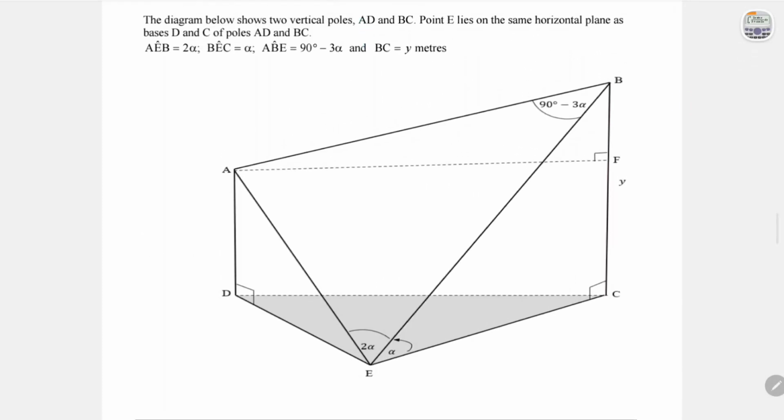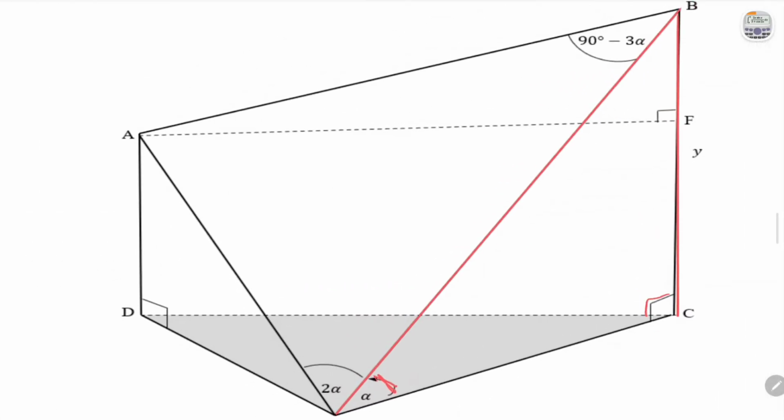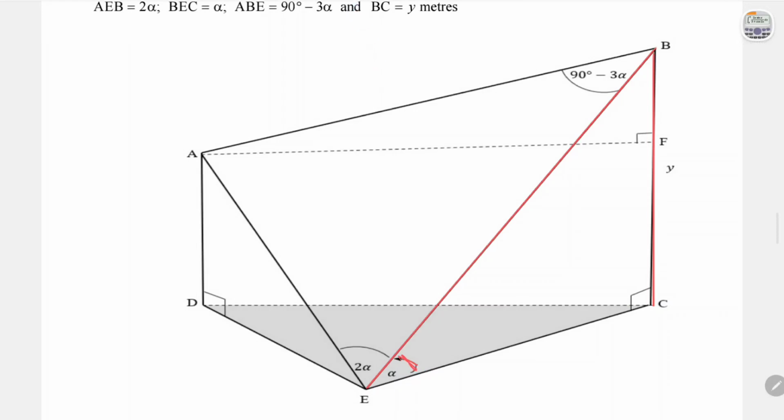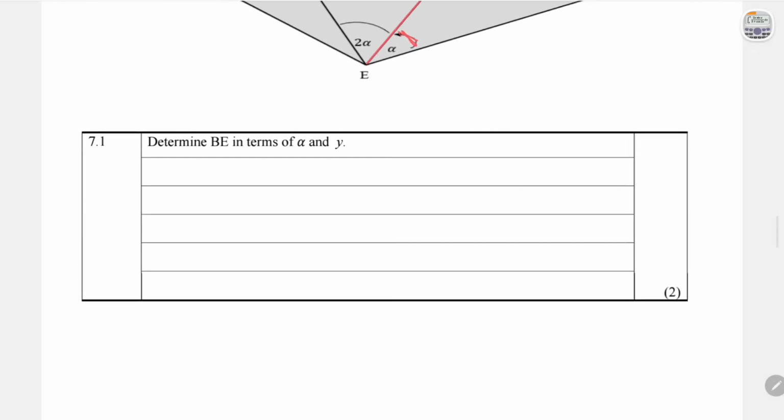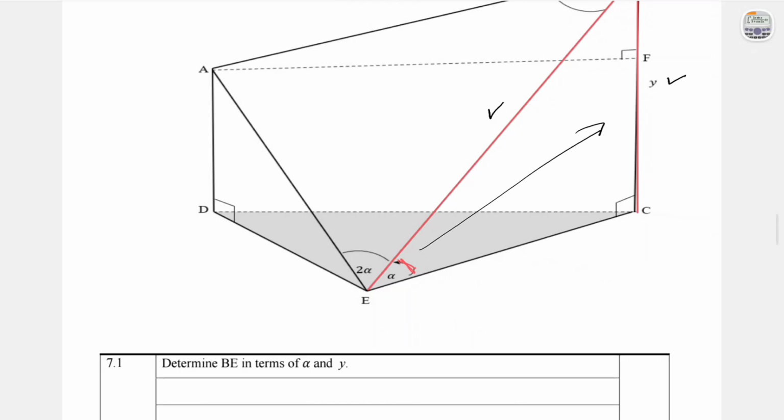Okay, so in terms of alpha and y, since we're trying to find BE, we would be using this triangle over here, BEC. Because this is a right angle triangle, we can use trig functions on this. So using alpha as our reference angle, and y because it's a side we actually have, and BE since it's a side that we are looking for, we are using the opposite and the hypotenuse. Opposite and hypotenuse means that we need to use sine, in SOHCAHTOA.